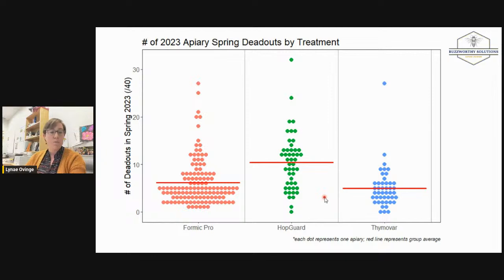And so, in this example, he got the data and was able to say, okay, we're going to toss out HopGuard. We're not going to use that as a fall treatment anymore, and we're going to go forward with Thymovar and Formic Pro. And so this was a way he was able to leverage this experimental design to get some answers for him in his commercial operation.